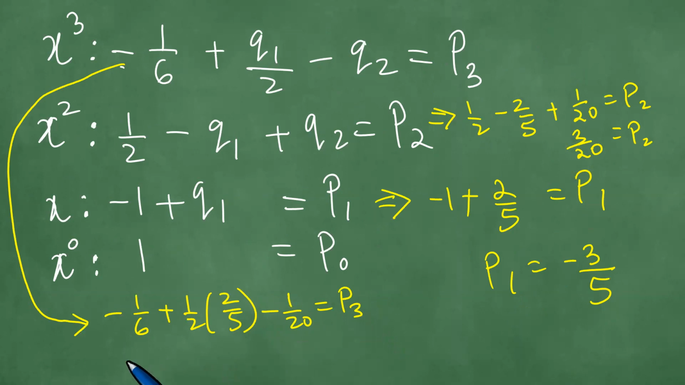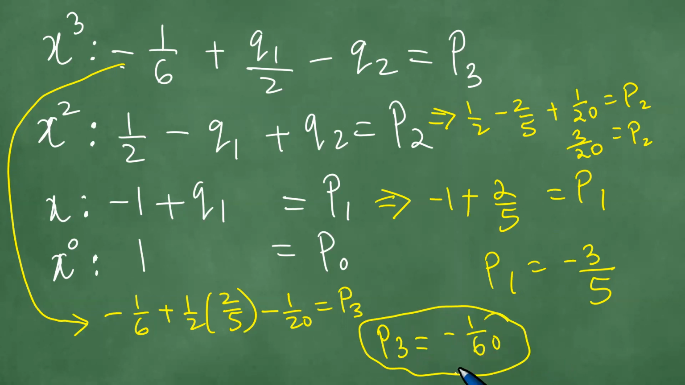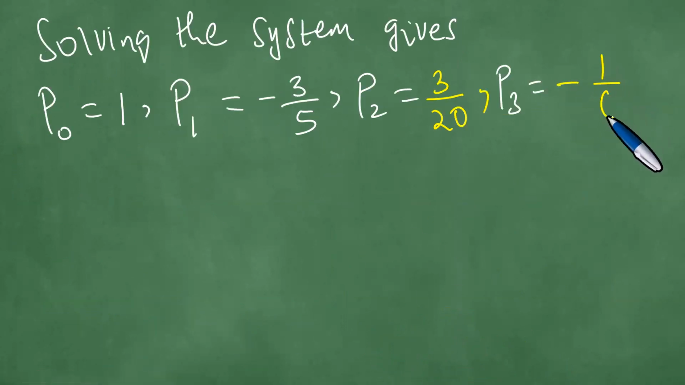Okay, let's just simplify this and get to exactly what the result is. Now let us take 1/6 plus 1/2, yes, into Q1, which is 2/5, minus 1/20th, which is, so that means P3 is minus 1/60th. Right, so we are able to see that this one is minus 1/60th.